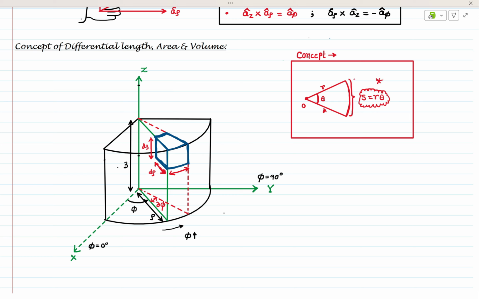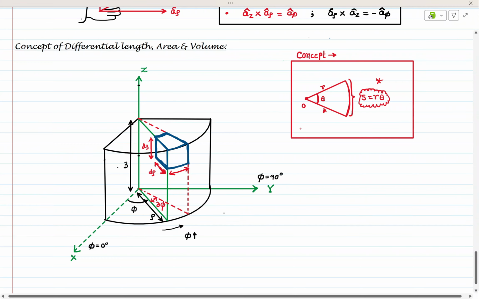The covered distance, or the portion of this perimeter, whatever has been within this angle theta with respect to the center, is given by r theta. This is a direct formula. The same concept I am applying here also.